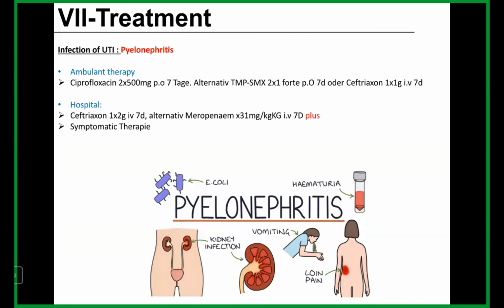The alternative is TMP-SMX. So the ambulant therapy for non-complicated pyelonephritis, the conservative patient, is like the cystitis therapy, if you remember. But if the patient is hospitalized, we give ceftriaxone 2 grams intravenous for 7 days. So every day we give 2 grams ceftriaxone. The alternative could also be meropenem, 31 milligrams per kilogram intravenous for 7 days, plus symptomatic therapy.